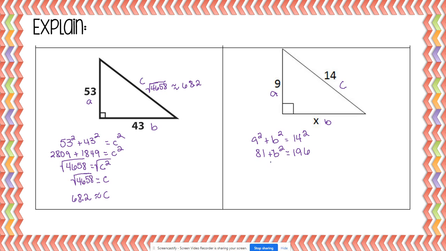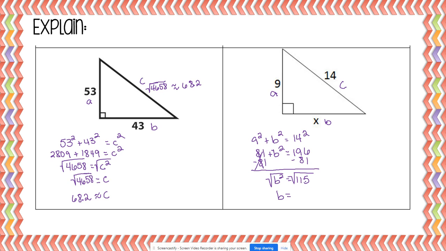Well, we know we need to get b by itself, so we first need to get rid of 81. So we will subtract 81 from both sides of our equation. Our 81s will cancel to leave us with b squared equals, and 196 minus 81 gives us 115. Then we would take the square root of both sides, which would leave us with b equals.